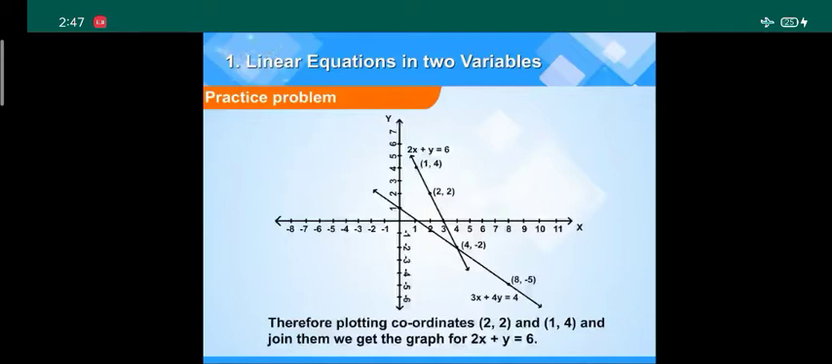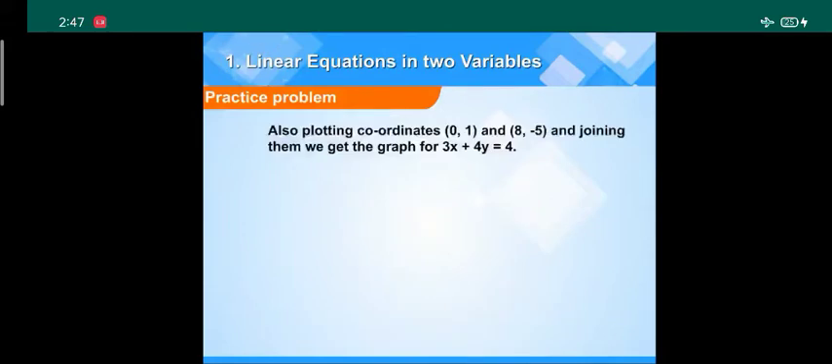Therefore, plotting coordinates 2 and 2 and 1 and 4 and joining them, we get the graph for 2x plus y is equal to 6. Also, plotting coordinates 0 and 1 and 8 and minus 5 and joining them, we get the graph for 3x plus 4y is equal to 4.